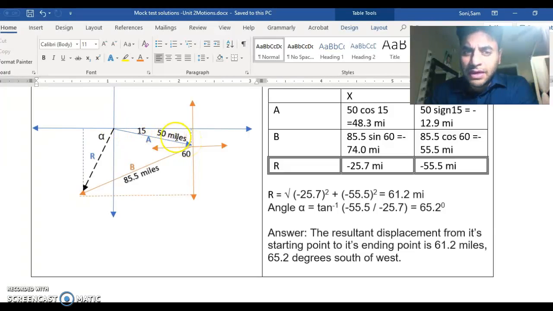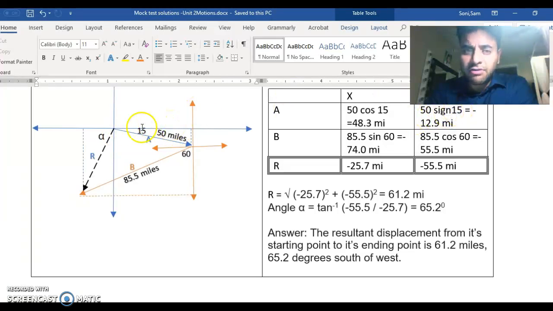As soon as I draw it, I have to make sure I put my y component on it. Just draw a vertical line and that's your y component. This will be your x component. If I am given the hypotenuse and an angle of 15 degrees, can I find my x component and y component? Yes, I can. Using the trigonometric ratio, 50 cos 15 is 48.3 miles. That would be my x component, the horizontal one, and you can see it's positive because I'm on the positive x-axis.